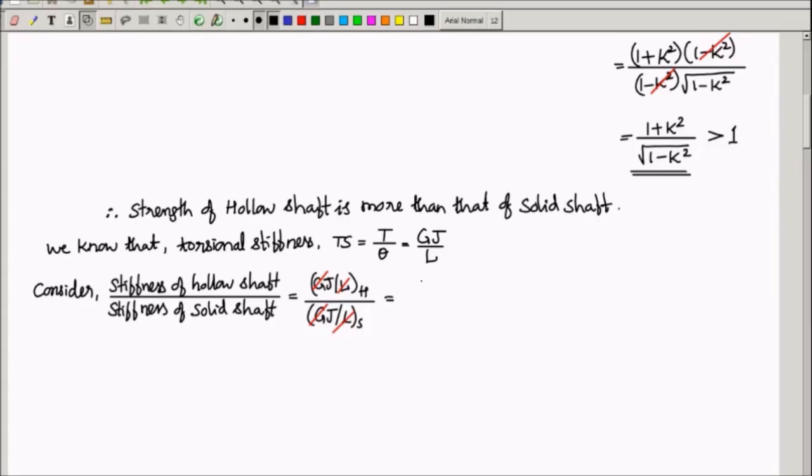So J of hollow shaft I have to write in the numerator, which is pi by 32 into d naught power 4 minus di power 4, divided by J of solid shaft. Again, pi by 32 can be cancelled and d naught power 4 can be taken outside. It becomes 1 minus k power 4 in the bracket divided by d power 4. D power 4 I'll write as d square into d square. It's easy to substitute equation 1.